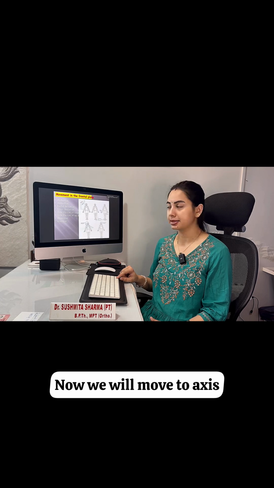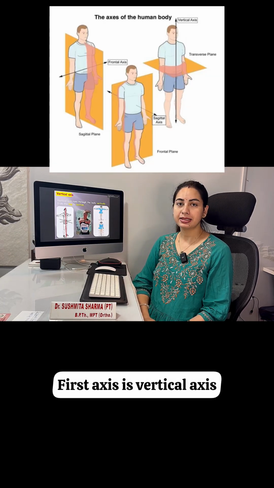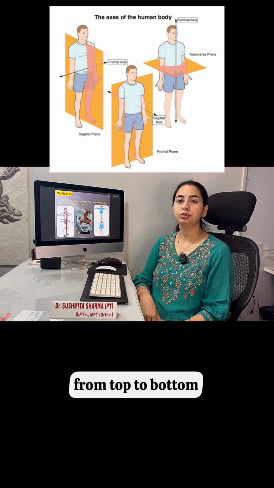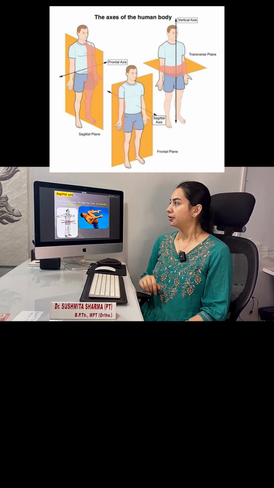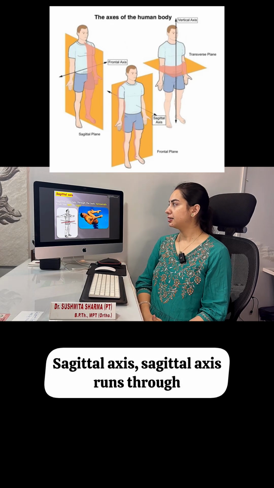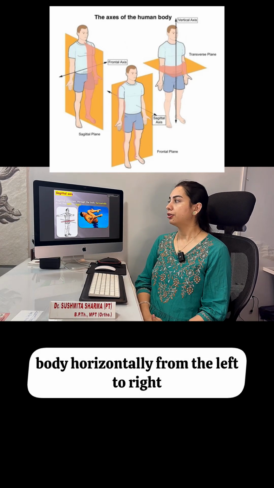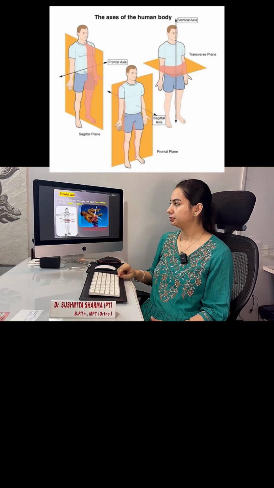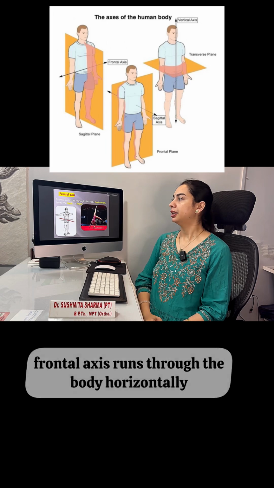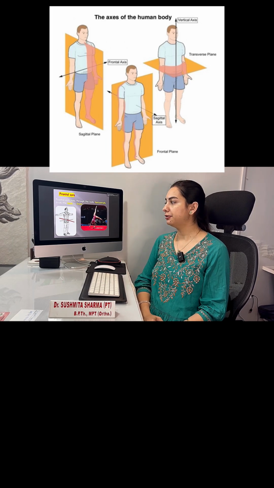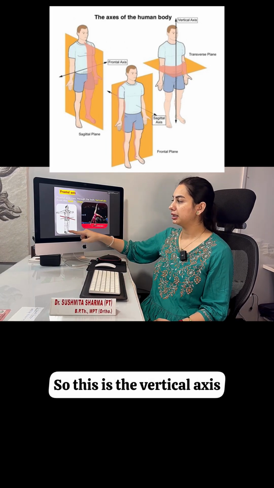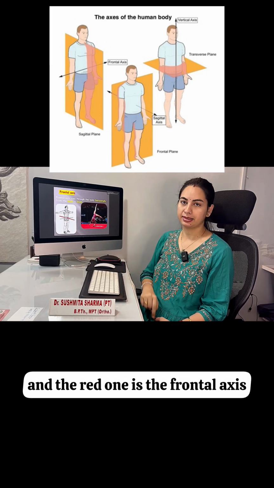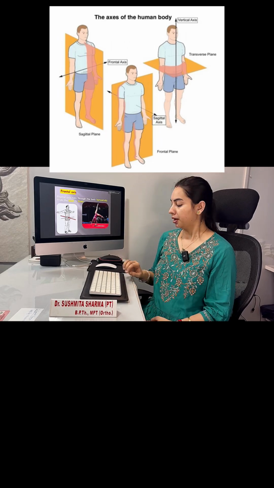Now we'll move to axis. First axis is vertical axis. So vertical axis runs through the body vertically from top to bottom. Sagittal axis runs through body horizontally from the left to right, as you can see in the diagram, from left to right. And frontal axis runs through the body horizontally from back to front. So this is the vertical axis, this is the sagittal axis and the red one is the frontal axis, which divides the body into two parts.